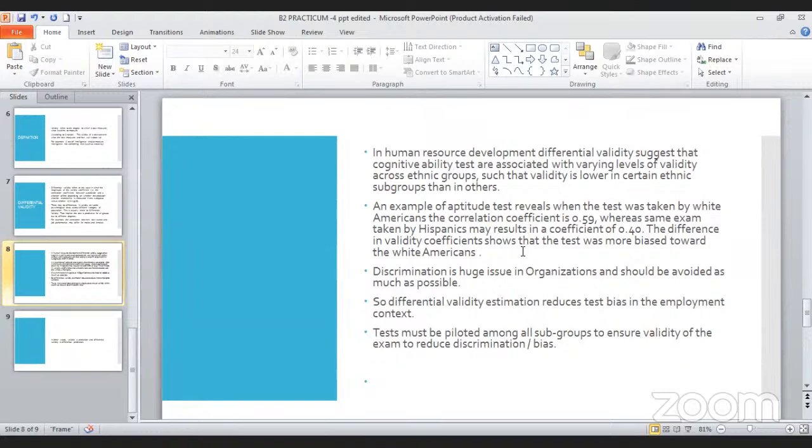If the bias is detected, then we have to make a fair study. We should make the test more fair to all subgroups so that it will be valid for all the groups. There should not be any differences in the validity coefficients across the subgroups. That is the thing. So differential validity refers to the differences in validity coefficient across subgroups. Is it clear?